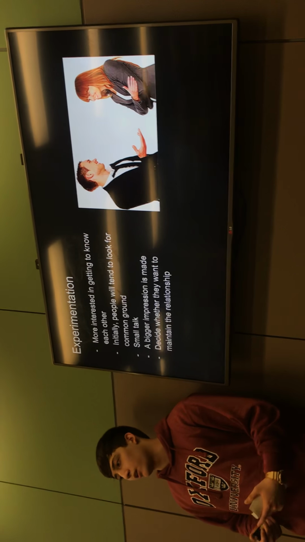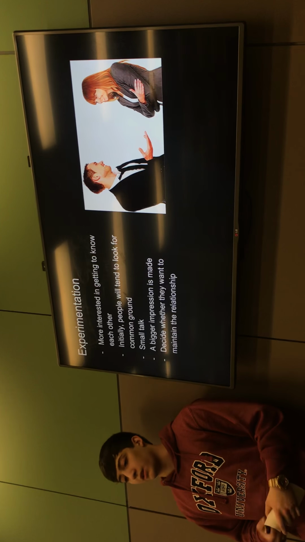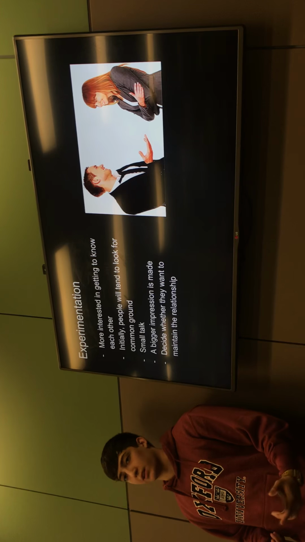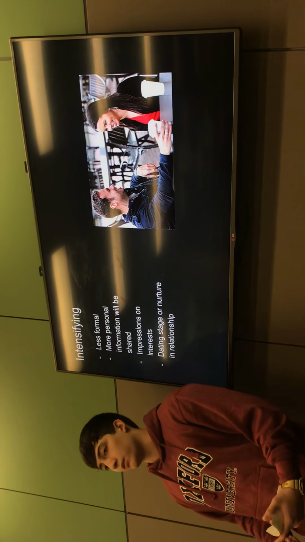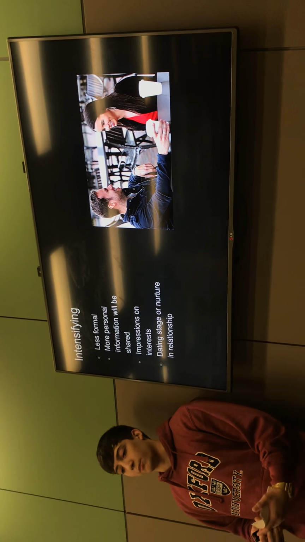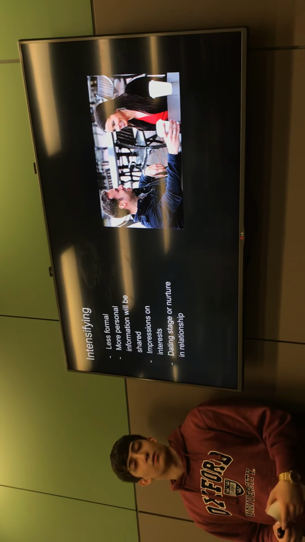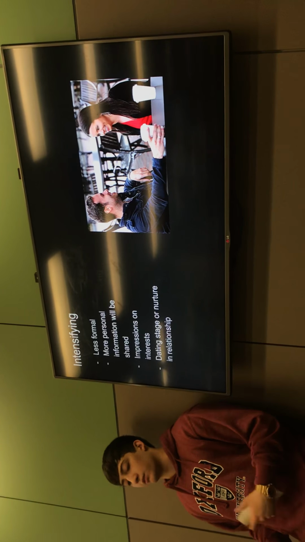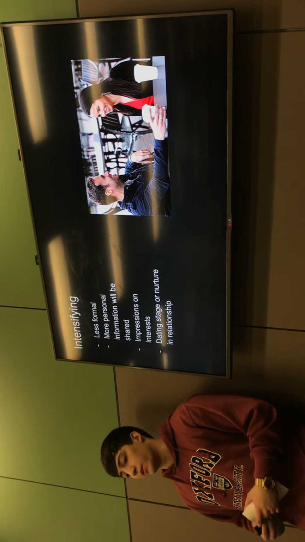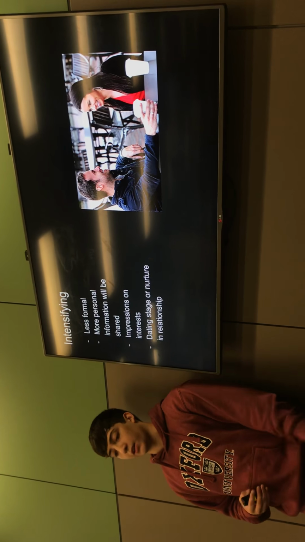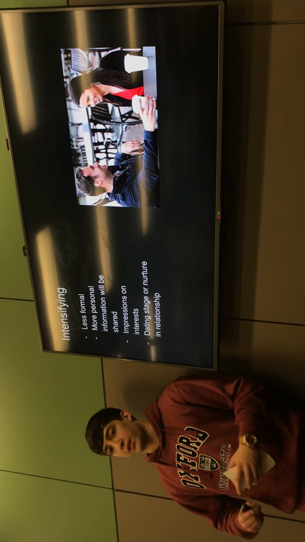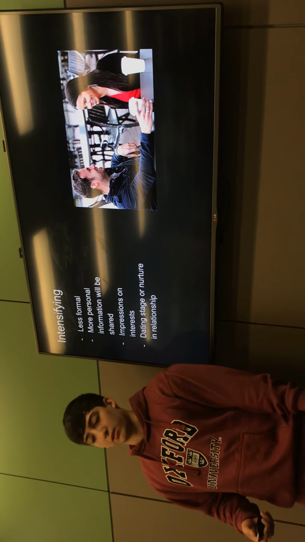It's usually small talk, but it still leaves a bigger impression. And they'll decide whether they want to maintain the relationship as well. And if they do, this will lead to intensifying the relationship. It's less formal. This may be a dating stage as well, whether they decide they want to go out on dates more often. More personal information will be shared. Impressions on interests will be more effective. And this is the dating stage, like I said, or nurture stage.